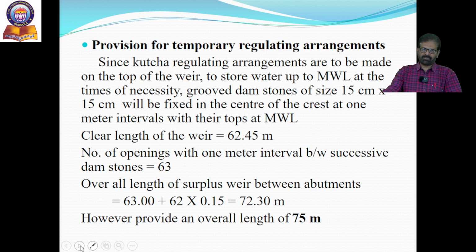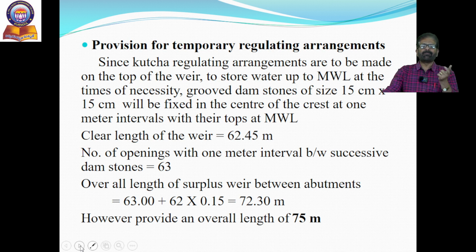manually. The clear length of the weir is already calculated as 62.45. Accordingly, the number of openings with 1 meter interval between the successive dam stones is 63, obviously. For the factor of safety, let us consider a 63 meter clear span is required to discharge the surplus water as per our requirement. So with this shutter arrangement, the overall length of the surplus weir between the abutments is given by that 63 meter clear span plus the 62 dam stones.